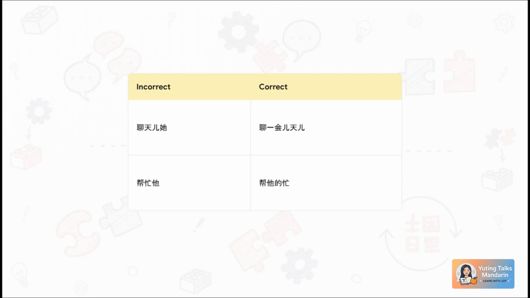Let's look at a couple more of these. If I want to chat with her, I definitely shouldn't say 聊天他, right? Right. It has to be 和他聊天, chat with her. And if you want to help a friend out, don't say 帮忙他. You actually split the verb and put the pronoun inside. You say 帮他的忙. Literally, help his busyness.